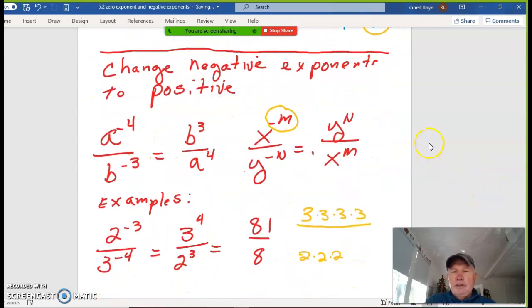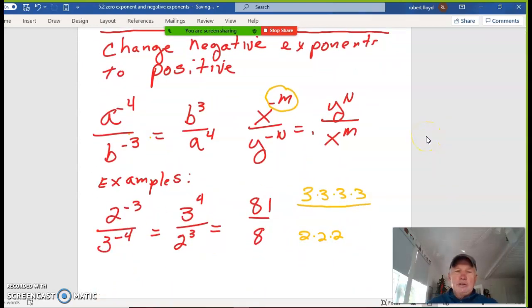So when we have negative exponents, we want to change those to positive. We do that by changing the position of the variable. If it's in the numerator, it goes to the denominator. If it's in the denominator, it goes to the numerator. So generically, any variable to a negative power becomes positive if you move its position. In this case, x to the negative m has to change position, as well as the y to the negative n has to change position.